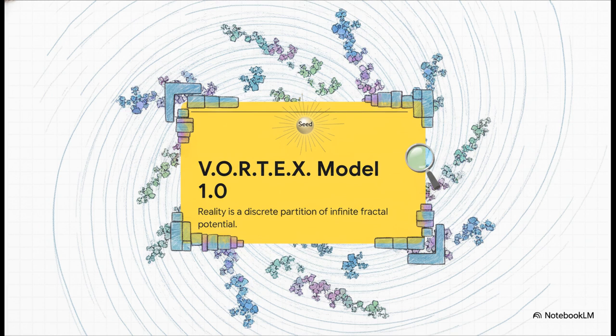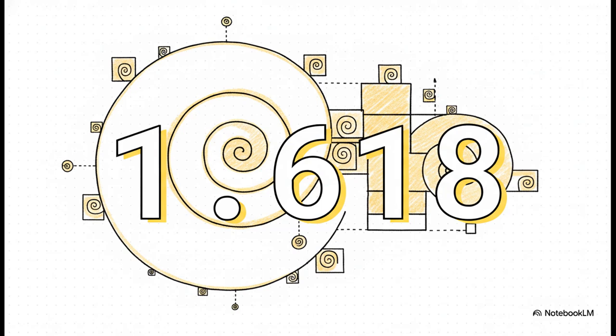Reality, in this view, is absolutely not an empty continuum. Instead, it's a discrete partition of infinite fractal potential. Think of it kind of like a highly specific computer program booting up from an endless sea of raw data, and it's initiated by a unique informational value derived from apparent collapse. So reality is partitioned, it's highly specific, and it's discrete. And right at the center of this whole shebang is a single beautiful number, 1.618. You probably know it as phi, or the golden ratio.